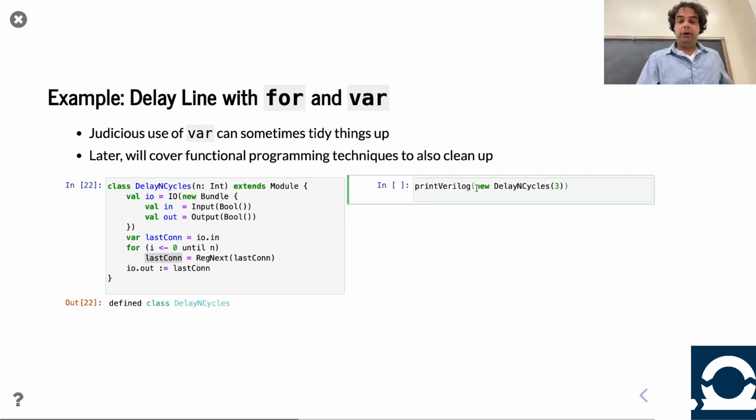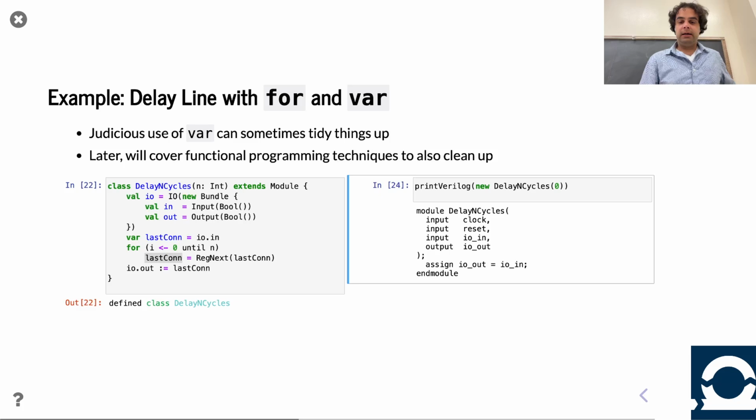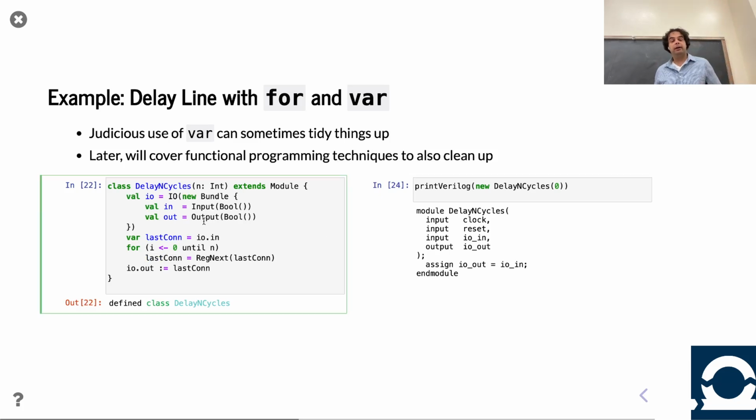So I can go ahead and print this out. This will look very similar to the prior one. The name is a little different, but it's the same structure. But notice how now I can actually have a 0 cycle delay and there are no registers at all, and it does the right thing. So I don't have to have the require statement anymore. It still works.